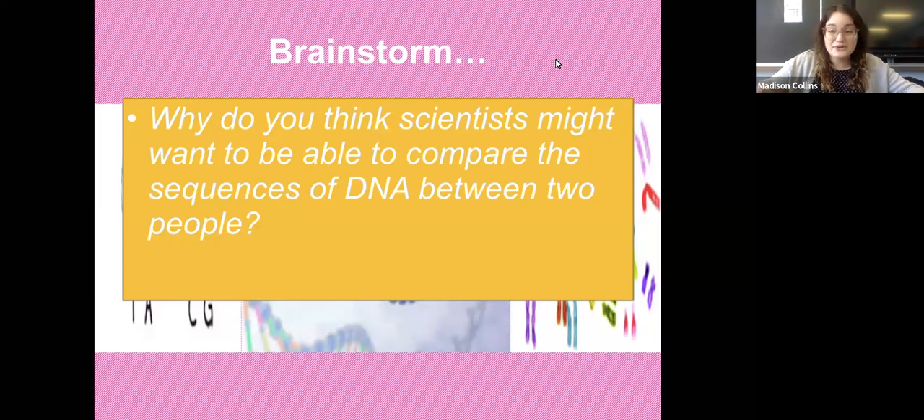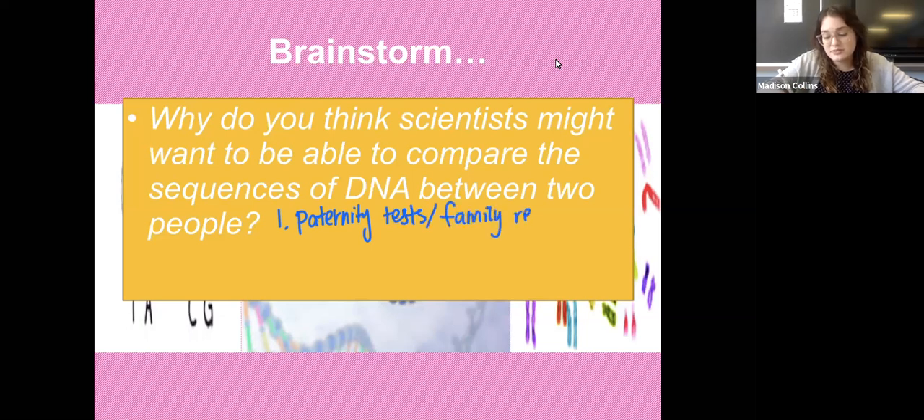All right. Now, there are a few different options of answers that you could have set here. I'm going to focus on 3 that I think are the most important. So one reason we might want to compare sequences of DNA between 2 people is something like a paternity test, right? We can compare the DNA samples between a baby and possible fathers to figure out who the dad is, right? Same thing, we can look at family relationships. So if you have someone who was adopted and wants to figure out who their biological parents are, we can use DNA testing to figure that out as well.